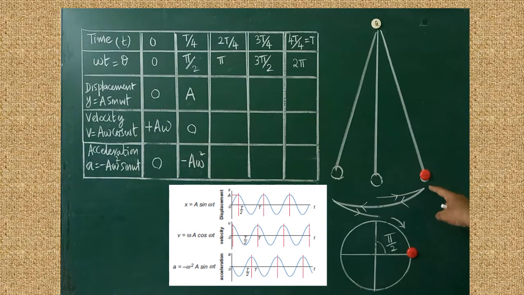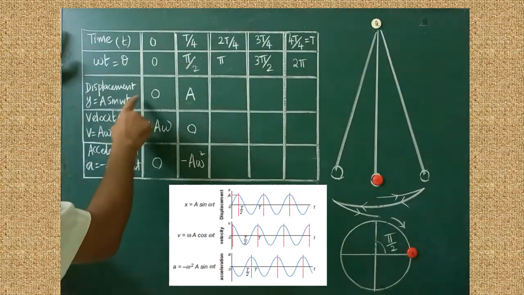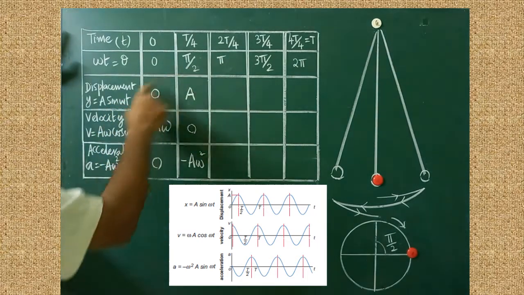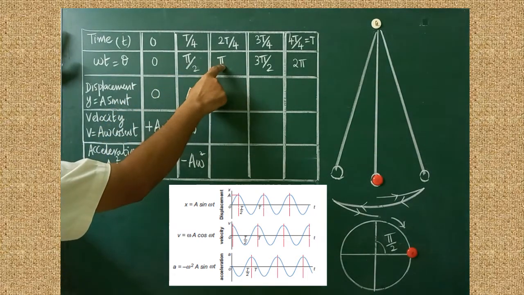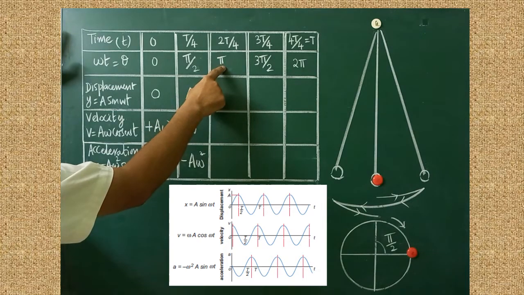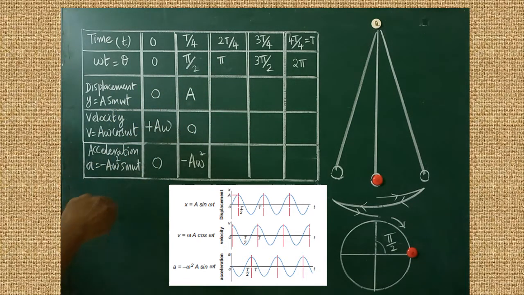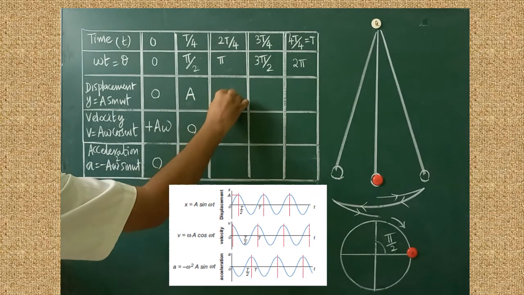It has gone there. Now it is coming back to the mean position. Now it is traveling towards the negative side. Now we'll see what the corresponding displacement, velocity and acceleration are. Substitute here: sin, instead of omega t, substitute pi. Sin 180 value is 0. Therefore displacement is also 0.